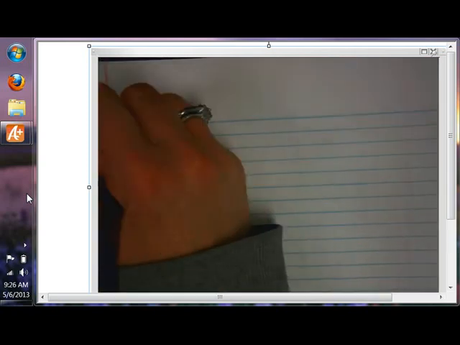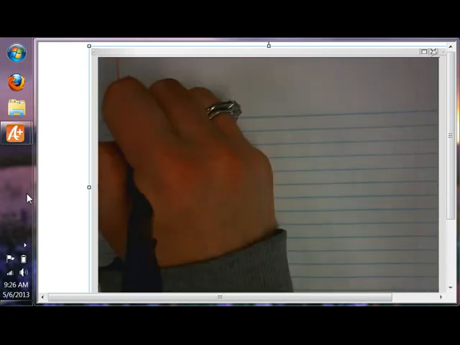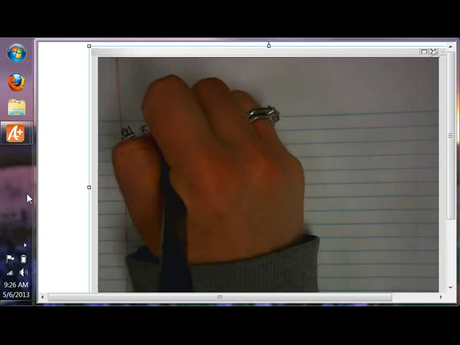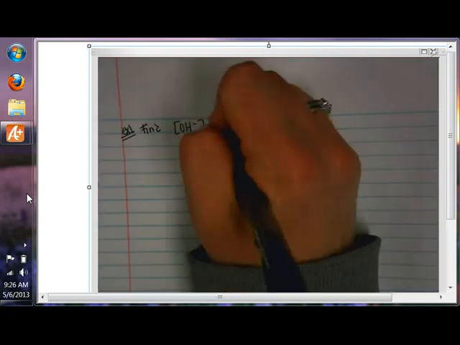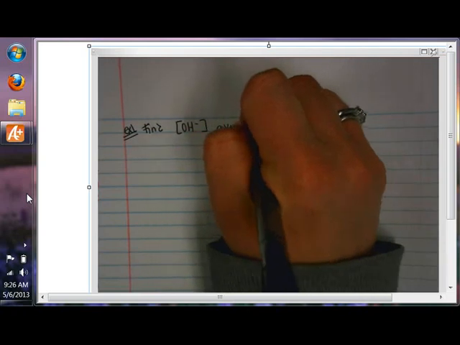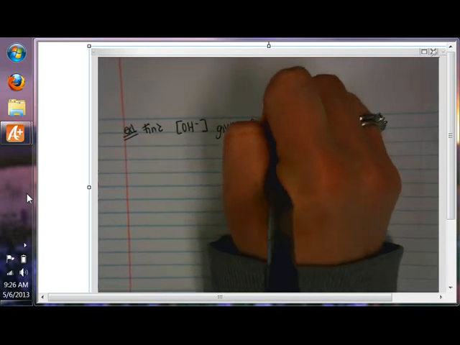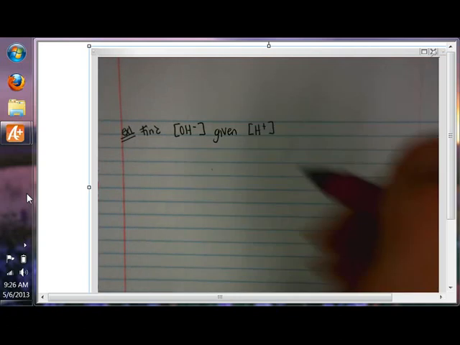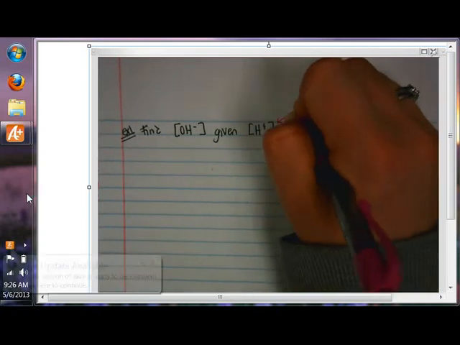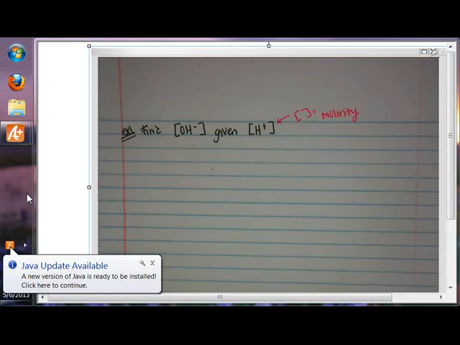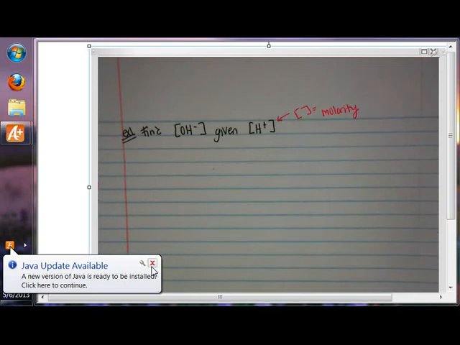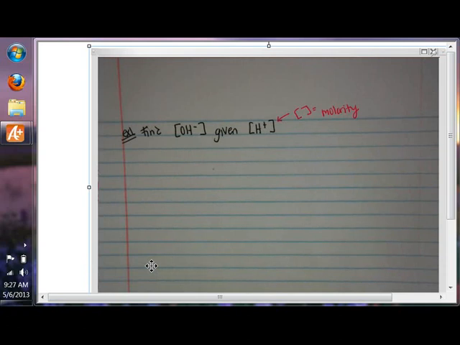So the example is going to say find OH minus given the concentration of H plus. And remembering that the brackets, once again, mean molarity. That's concentration. And I still didn't update that, so remind me.